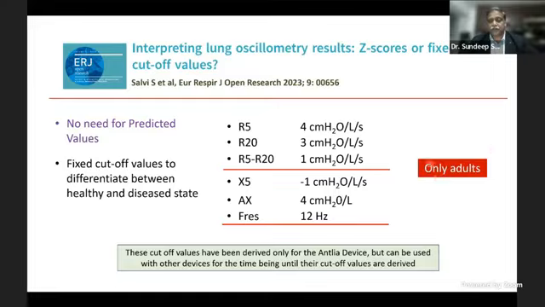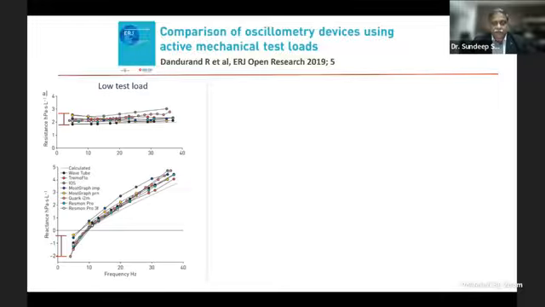But I must state that this is only for adults, because for children, you need to have cutoff values at different ages, or you need to calculate the height and then find out what should be the predicted value. So this is very fascinating because it makes oscillometry a very simple test to perform. Only height is the variable that you need to measure.